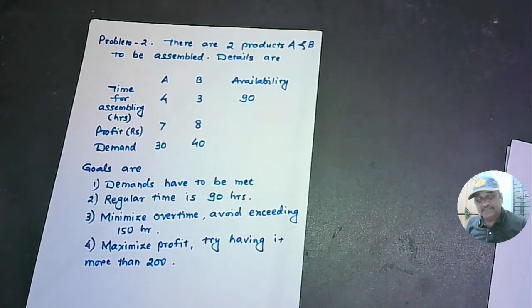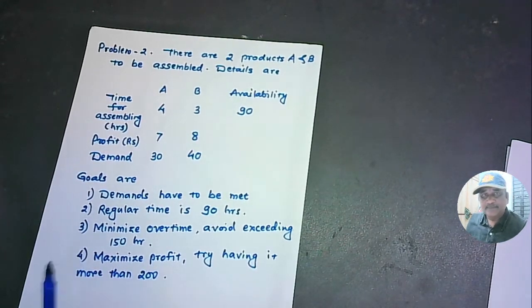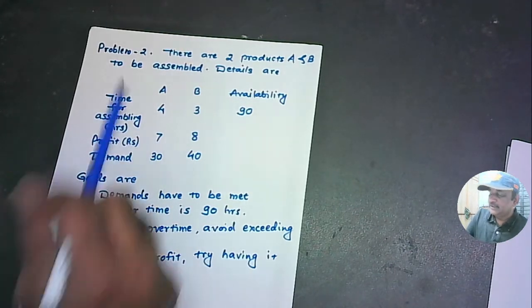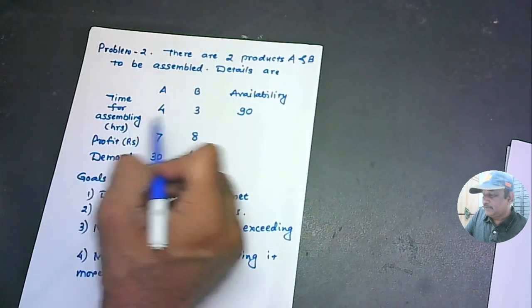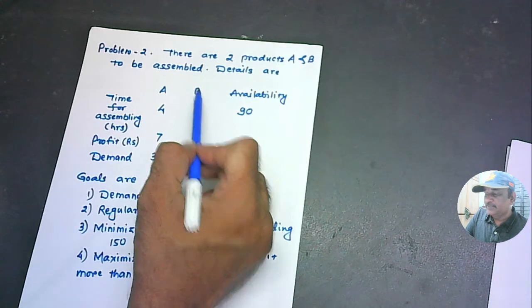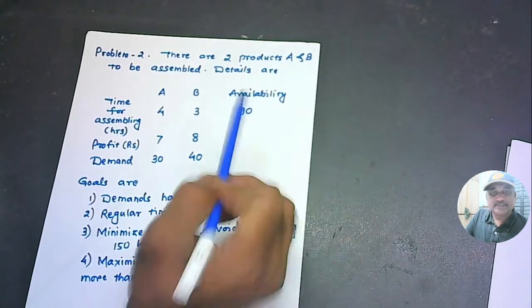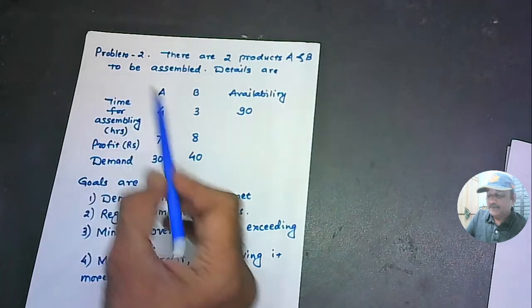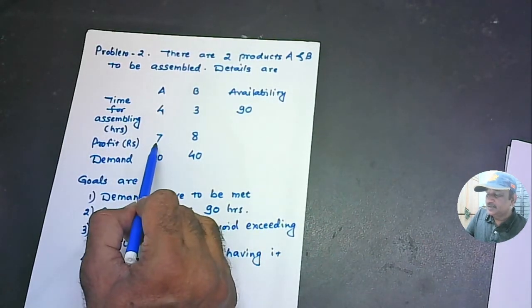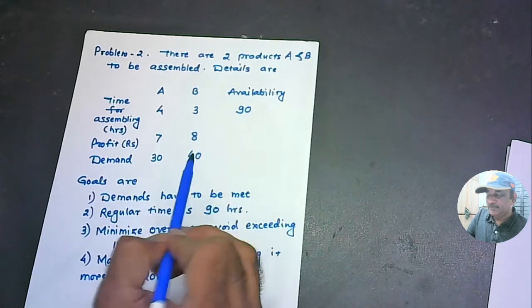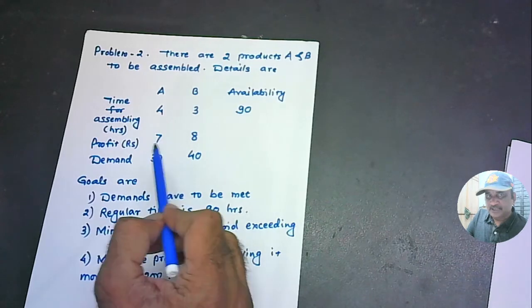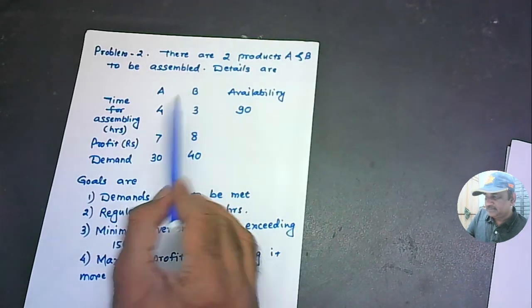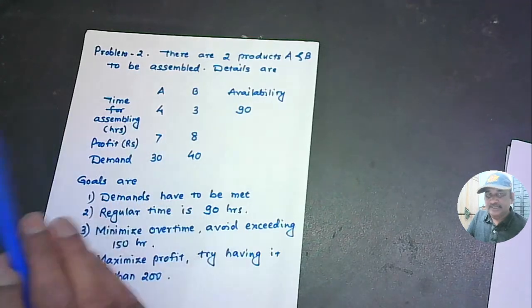Now, here is the second problem. There are two products A and B to be assembled. Details are here. Time for assembling in hours is 4 hours for A and 3 hours for B. Available time is 90 hours. Profit per unit is rupees 7 for A and rupees 8 for B, and demand is 30 units of A for a particular period, and demand of B is 40 units for the particular period.